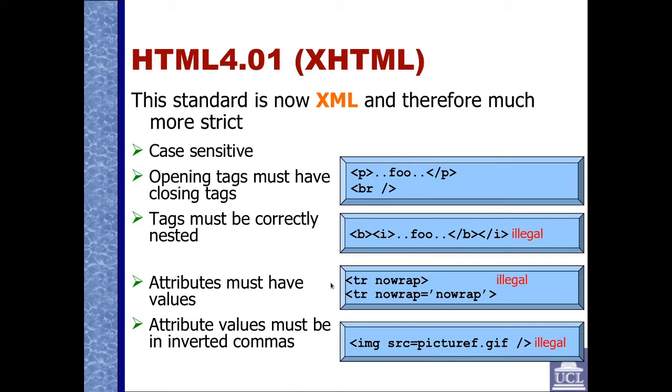Attributes must have values, so something like this is now illegal. Instead, you'd have to do something like that, and depending on whether the value is actually important or not, that may be somewhat redundant, but in some cases you do need to have a real value in there for an attribute, depending on what this attribute does. Attribute values must also be in inverted commas, either single or double, it doesn't matter, so this would be illegal.